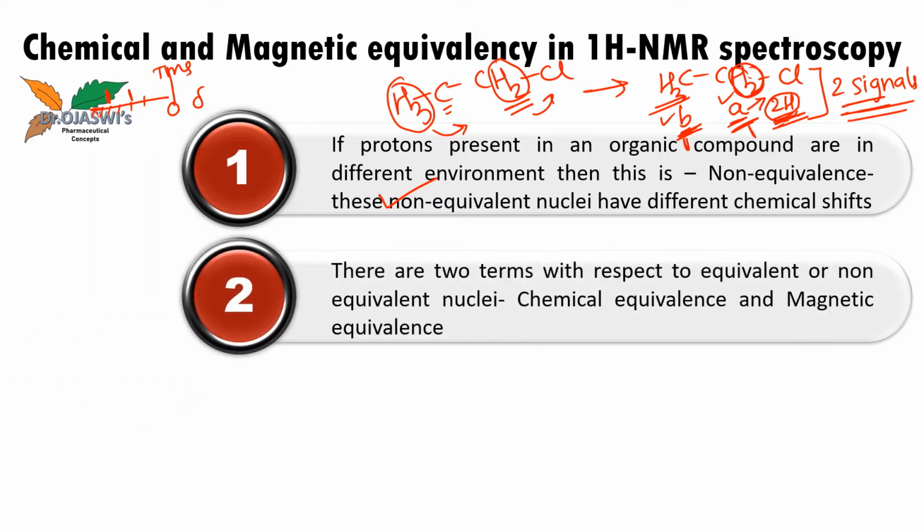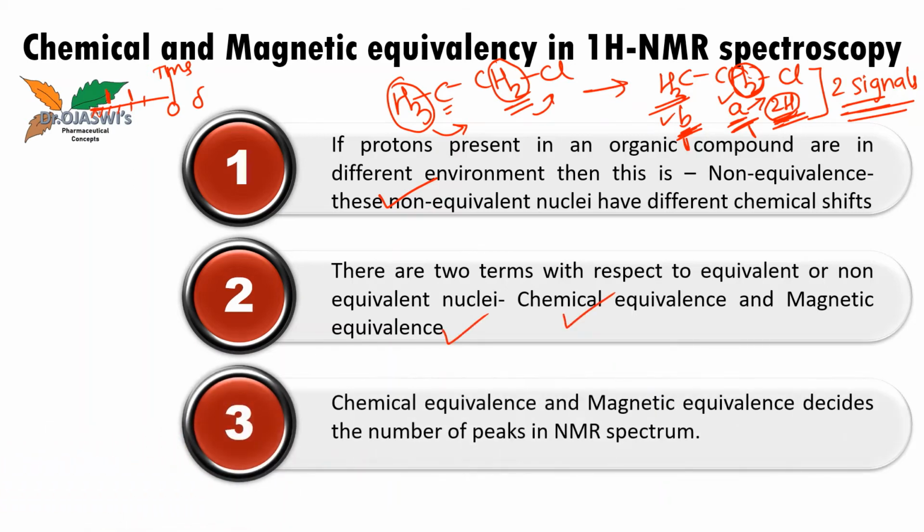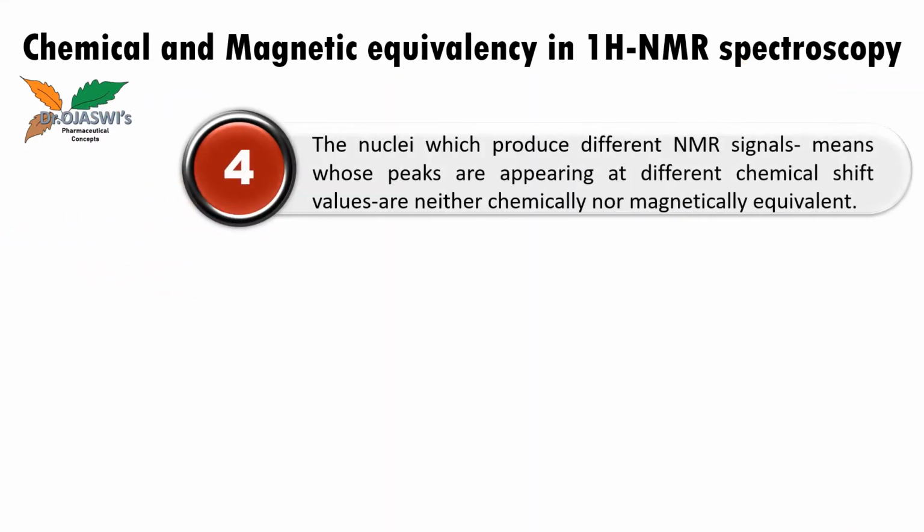There are two terms with respect to equivalent or non-equivalent nuclei, that is chemical equivalence and magnetic equivalence. Chemical equivalence and magnetic equivalence decide the number of peaks in the NMR spectrum. The nuclei which produce different NMR signals, whose peaks appear at different chemical shift values, are neither chemically nor magnetically equivalent. So they are chemically non-equivalent as well as magnetically non-equivalent.